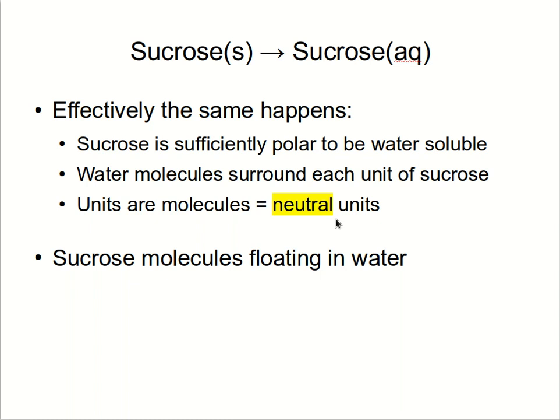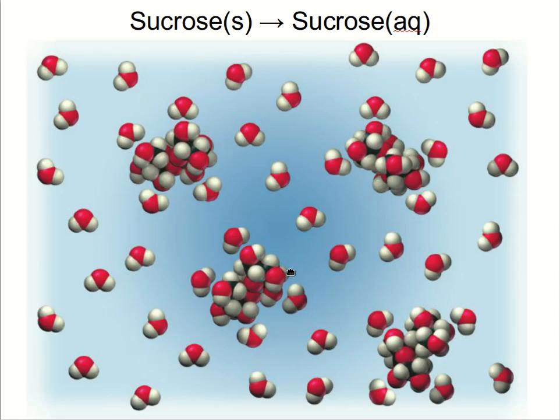and the molecules, but the molecules are neutral units. They're not positively charged, they're not negatively charged, and more importantly, the water doesn't break the molecules apart. The molecules stay whole. So we have sucrose molecules floating in water. And that's what it looks like. We have a sucrose molecule, a whole sucrose molecule. It's not broken apart. It's unchanged. It's the same as it used to be in the sugar crystal.